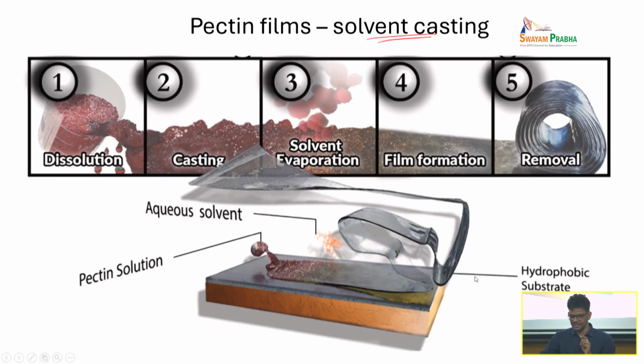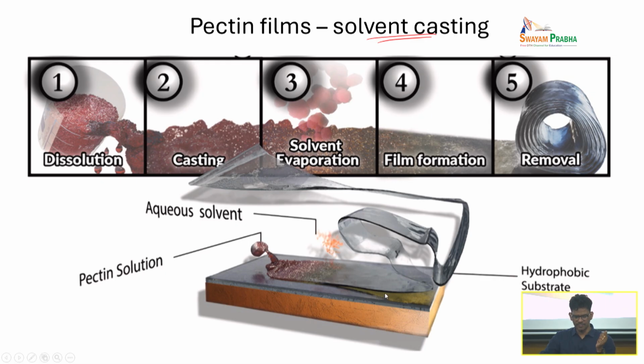One more thing I should mention is that the substrate is also important. Typically, the substrate is hydrophobic, so that once the film dries, it delaminates easily and you can peel it off. If you have a hydrophilic substrate, the film may get stuck on the surface, so it may be difficult to peel off.